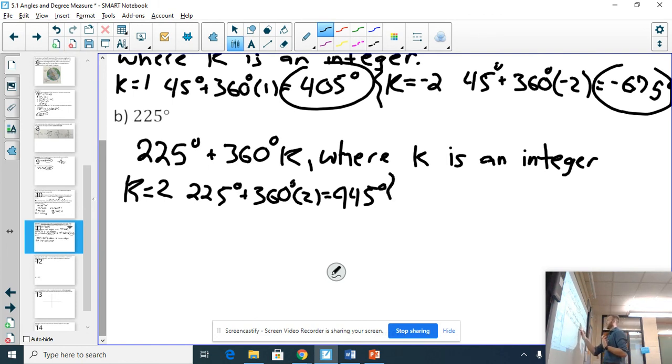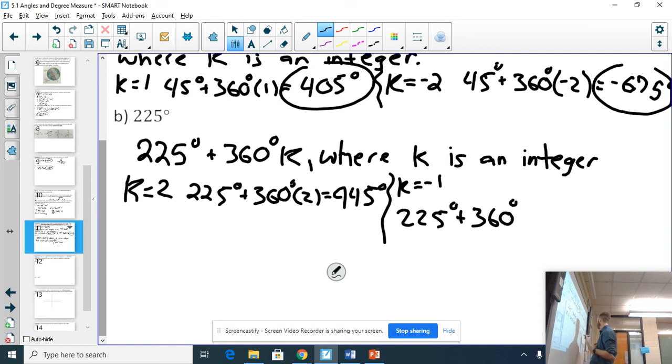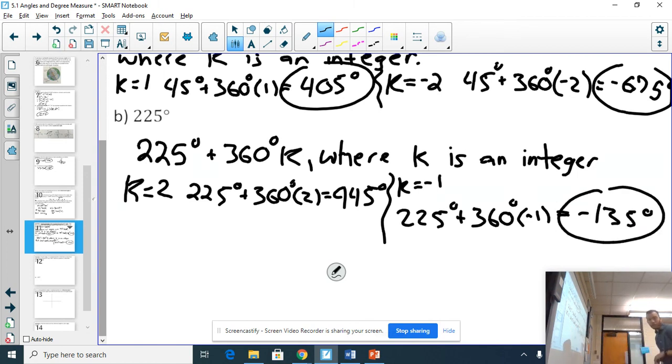And now let's do k equals negative 1, that will get us there, right? So if we do 225 degrees plus 360 degrees times negative 1, all we're doing is minusing 360 degrees, so we'll get negative 135 degrees. And that'll be it for the second part of lesson 5.1.